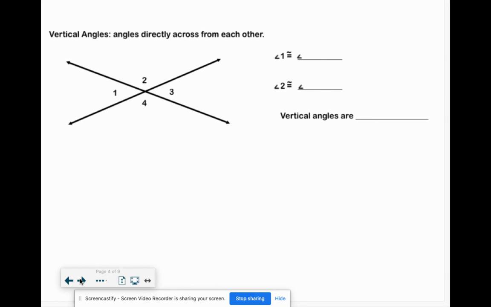Okay, so name of the game today: vertical angles and the linear pair. We're first going to talk about vertical angles, and those are angles that are directly across from each other. So what is directly across from 2? 4. Yep, and then 1 and 3.